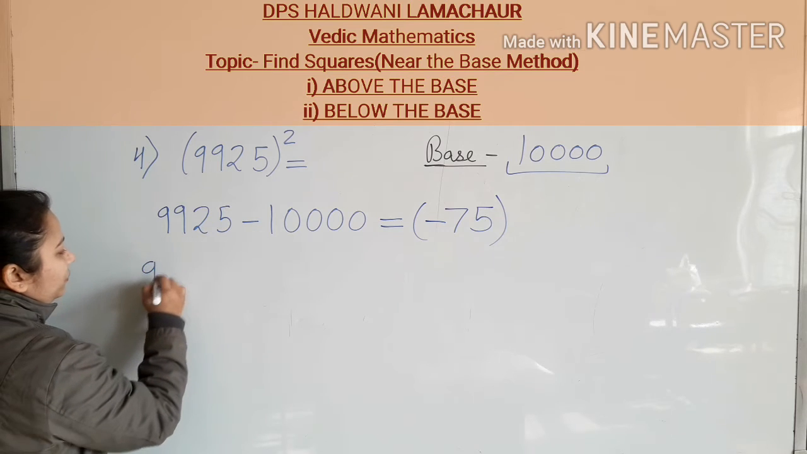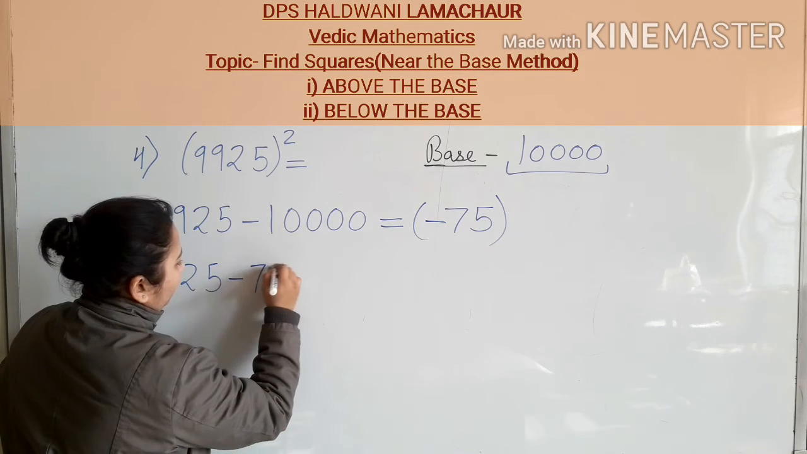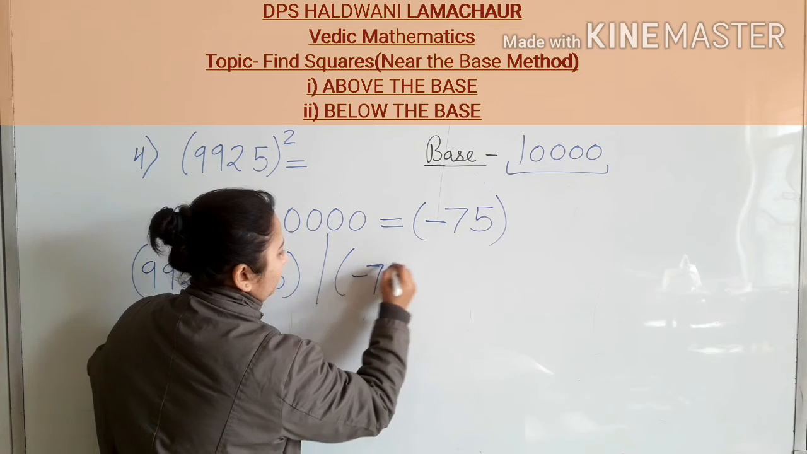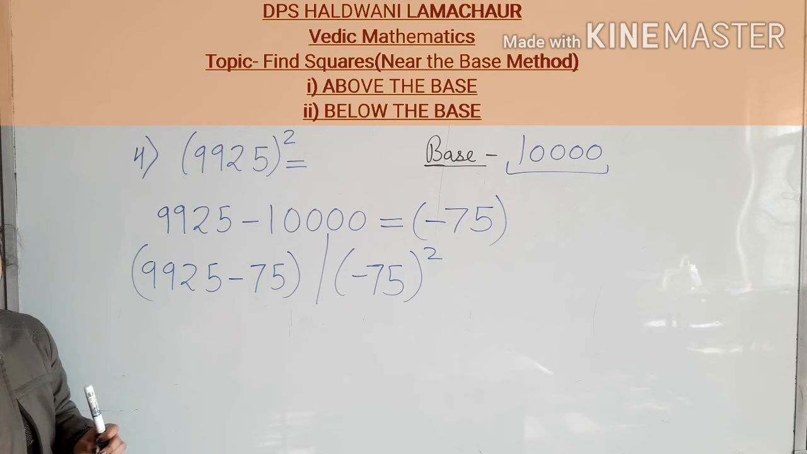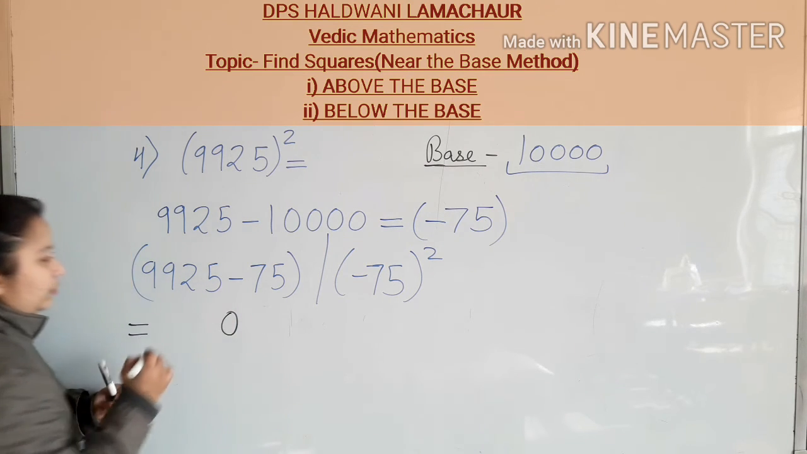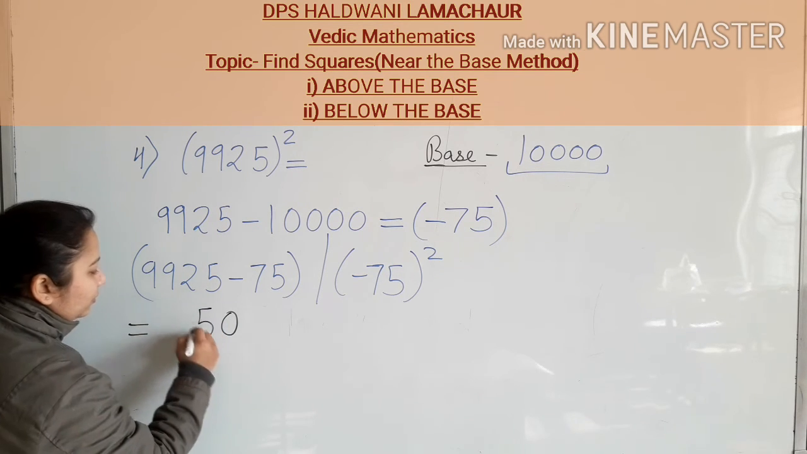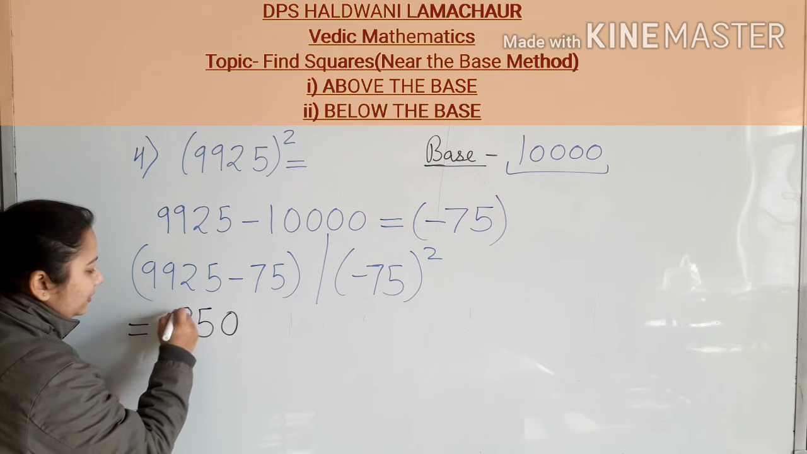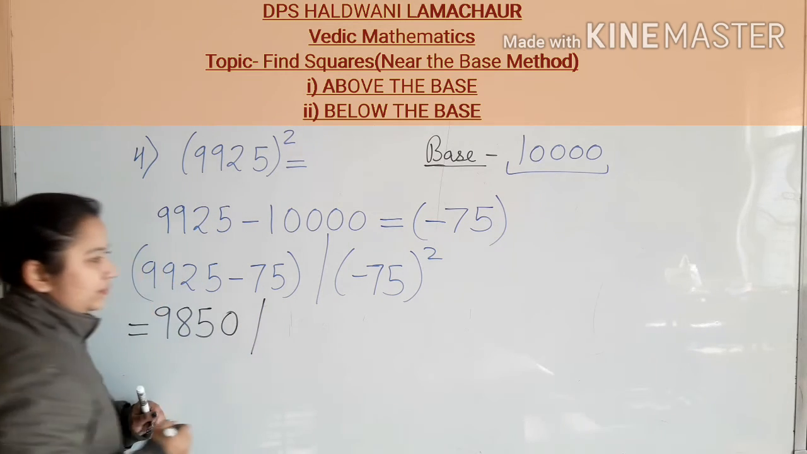Now you have to take your number and subtract this number from it, and square this number. Now it's 9925 minus 75. Now 5 minus 5, 0. 2 minus 7 you can't do. Take one carry. It's 12. 12 minus 7, 5. Now 9. One carry we have taken, so it's 8 and it's 9. See, it's 9850. Now slash.